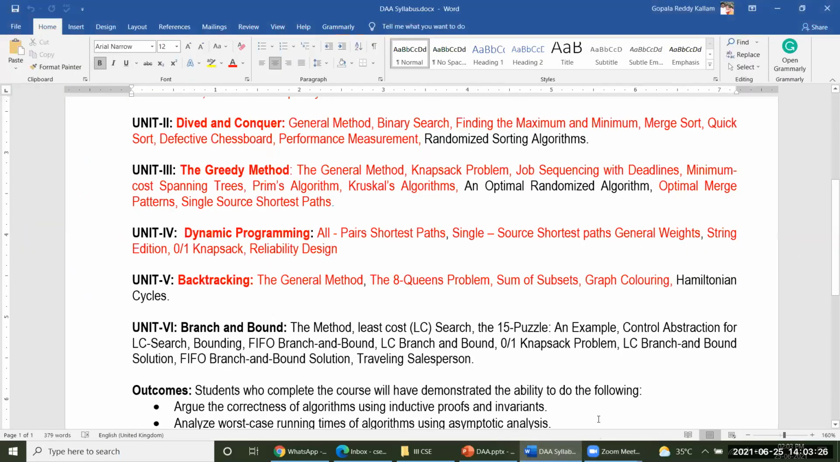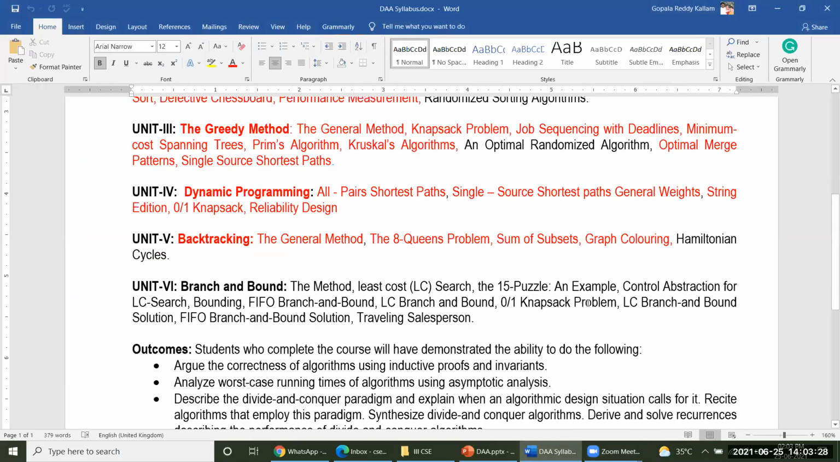So today we got the last and final problem of unit number 5, that is Hamiltonian cycle. Okay, Hamiltonian cycle is the last problem, and after completion of this one, at the end of this class I will tell you.